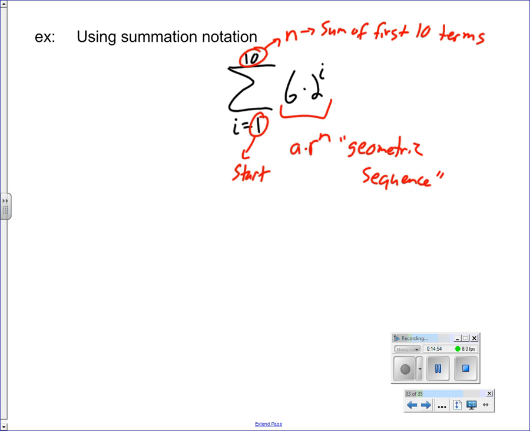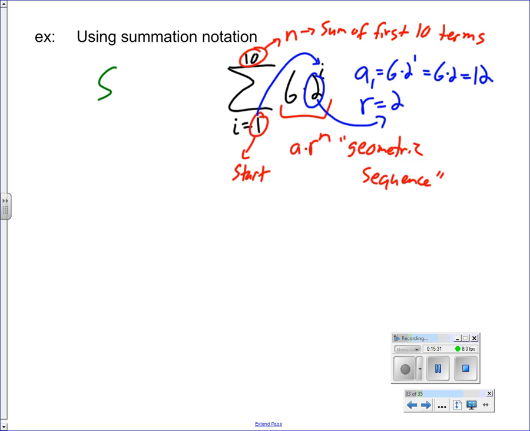So to find the first term, I have to take this 1 and plug it in for i right here. So my first term would be 6 times 2 to the first, 6 times 2. The first term will be 12. And the common ratio is going to be 2. Everything else will be just like on the last page. We're going to use the formula for the sum of a geometric sequence.